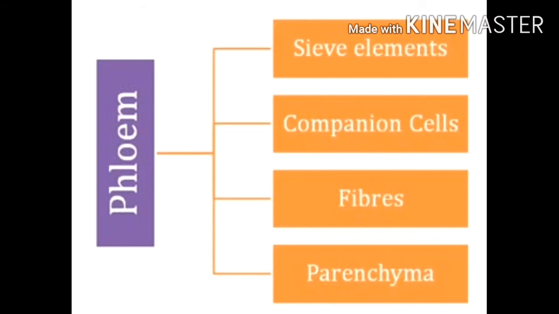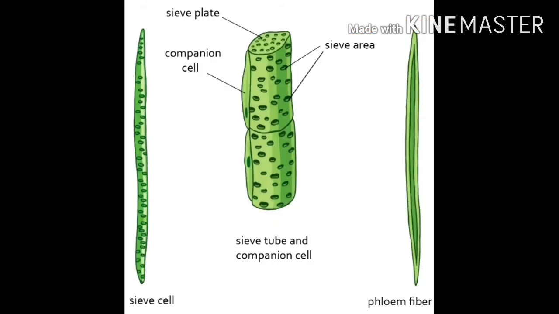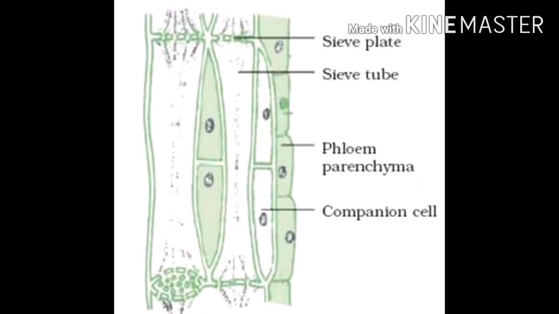Now let's study about phloem. Phloem is called living conducting tissue and it is made up of four types of cells: sieve elements, companion cells, phloem fibers and phloem parenchyma. And sieve elements are composed of two types of cells, sieve cells and sieve tubes. Both are living cells, and they both transport food materials.